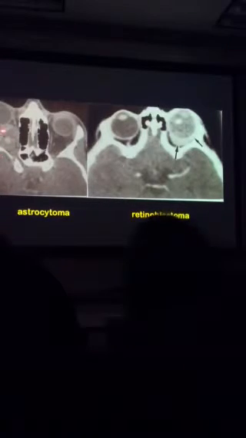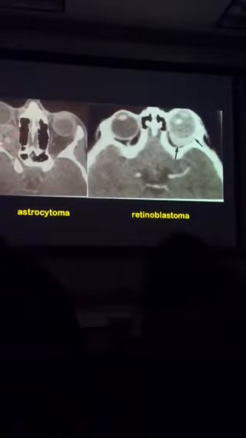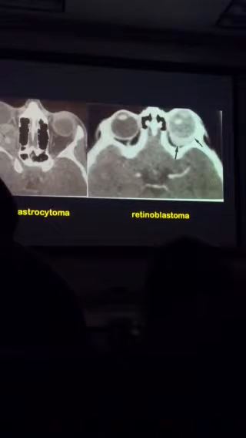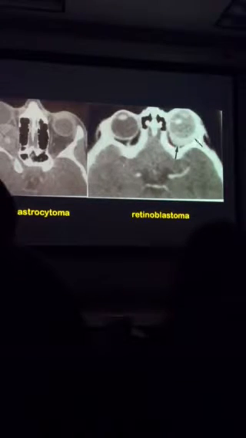This is called an astrocytoma. And astrocytomas are very aggressive malignancies. So this guy wound up having his eye, they had to take the eye out. They couldn't just take the astrocytoma out because it was wrapped around the optic nerve. This is a retinoblastoma. Retinoblastomas are malignant tumors of the retina. Again, retina is part of the optic nerve, is part of the brain.